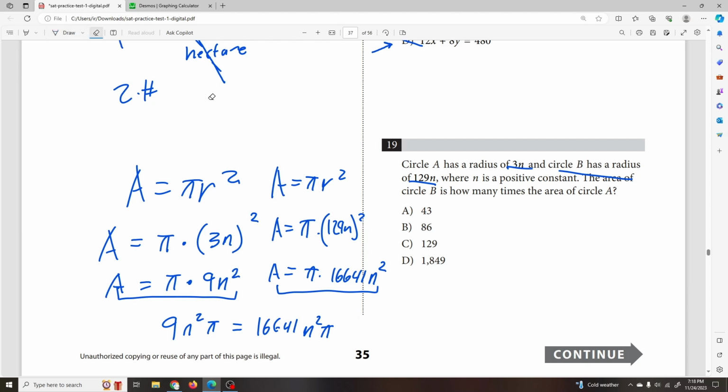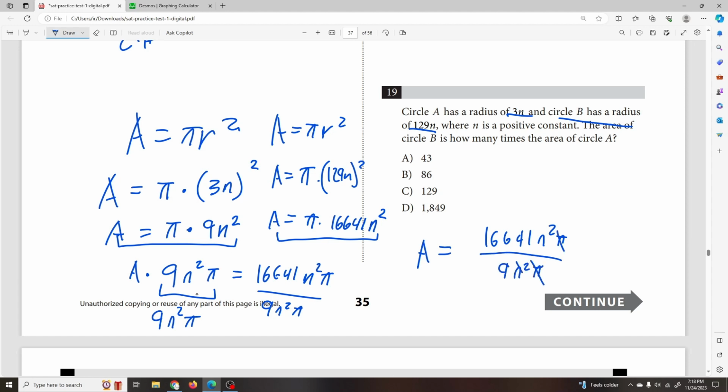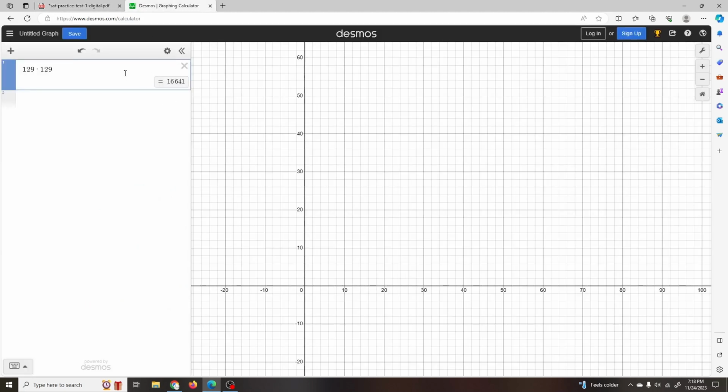Or rather, A times this. So all we have to do is divide both sides by 9n squared pi, and we get the scale factor, we get A. So A has to equal 16,641n squared pi divided by 9n squared pi. The pi's cancel out, the n squared cancel out. We get A is equal to this big number. So I'll just do that right here.